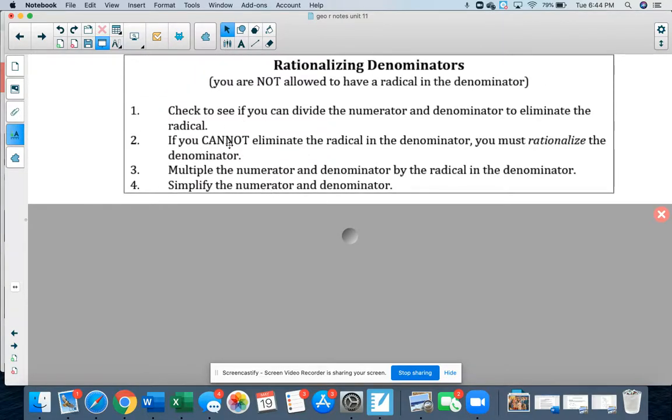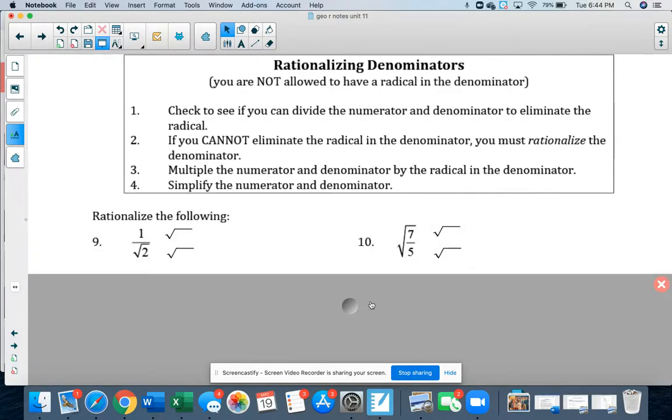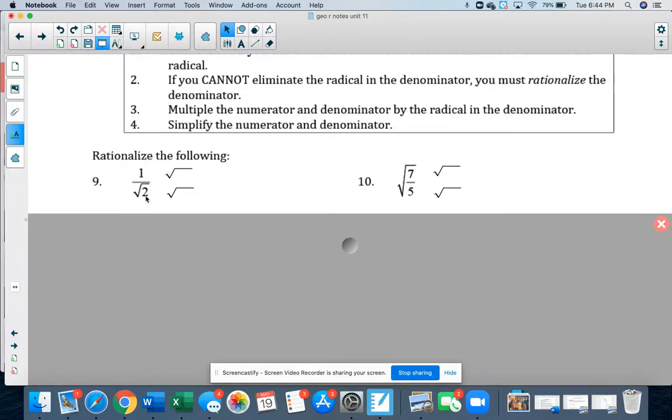The next thing you should do, if you cannot eliminate the radical in the denominator, is rationalize the denominator. How does that work? You multiply the numerator and the denominator by the radical in the denominator. Then you simplify the numerator and the denominator. Let me show you how that works because it's actually kind of neat. So I have 1 over radical 2. I can't divide and get rid of this radical in the denominator, so I multiply top and bottom by radical 2. The reason I'm allowed to do this is because radical 2 over radical 2 is really just equal to 1, so you're not changing the value of this.